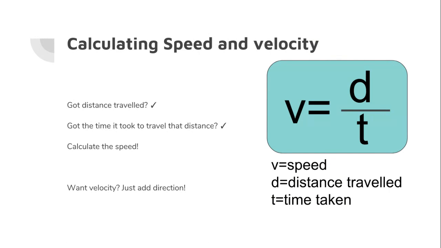When we calculate speed and velocity, it doesn't take very much. We just have to know the distance that was traveled, and we have to know how much time it took to travel that distance. If we have those two things, we can calculate the speed. Our equation, v equals d over t, stands for speed equals distance divided by time. So if you have that distance and you have that time, you just take the distance divided by the time, and that gives you the speed. If you want the velocity, just add the direction that it traveled.